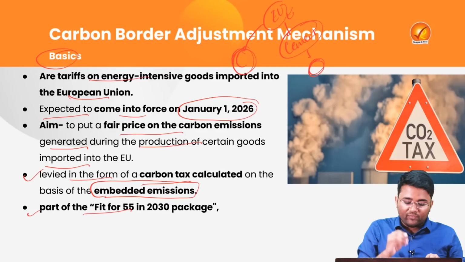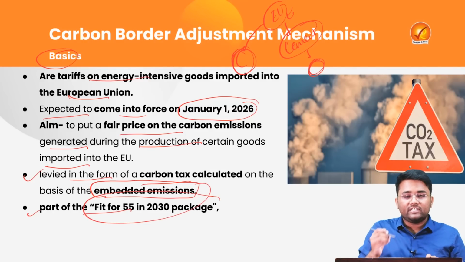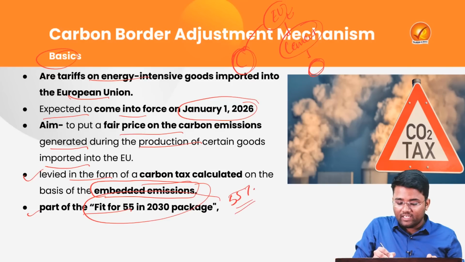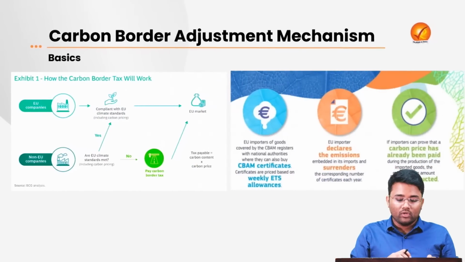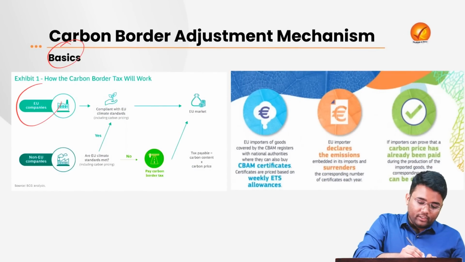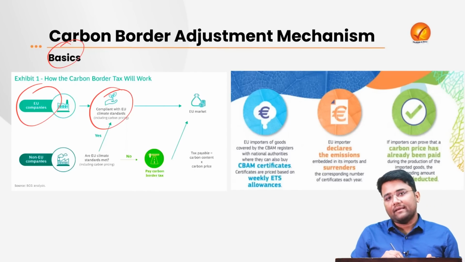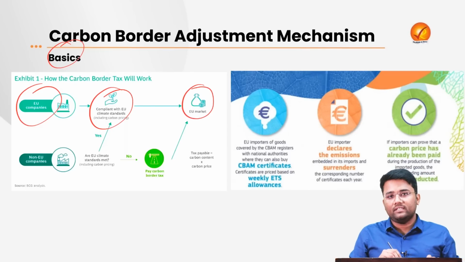And it is part of the Fit for 55 in 2030 package, which is to achieve the 55% renewable energy target by 2030 in the EU. Now let's try to understand how this mechanism works. So let's suppose this is an EU company which is compliant with climate standard norms. They can directly sell their produce in the EU market.